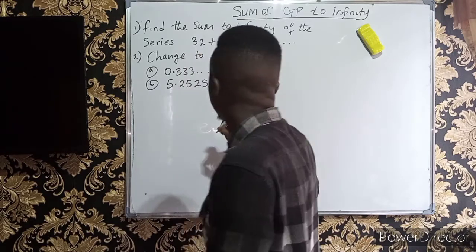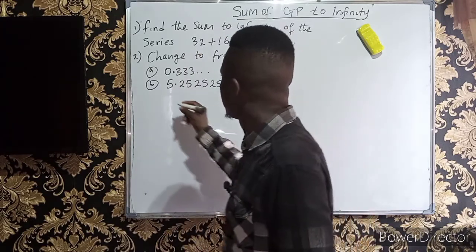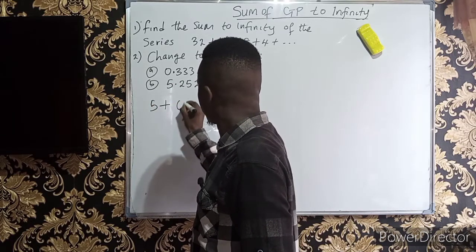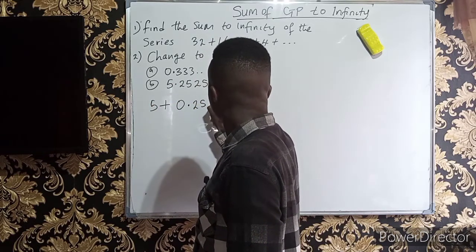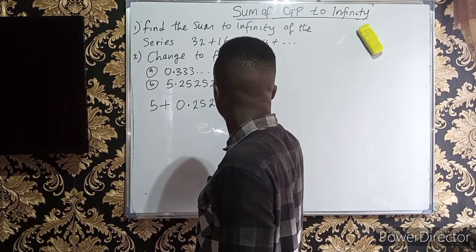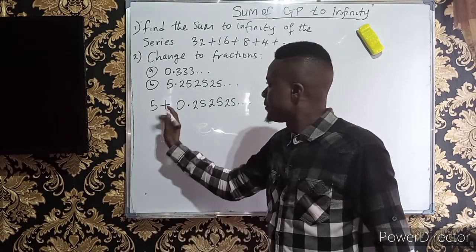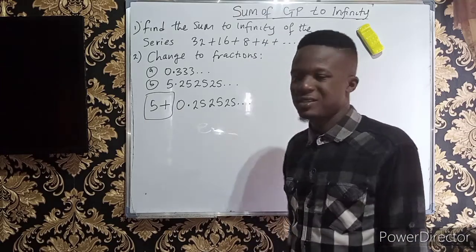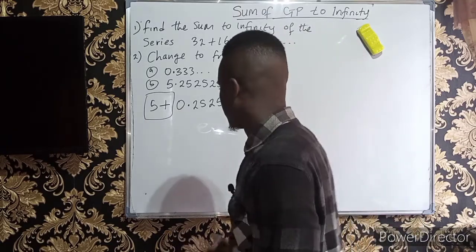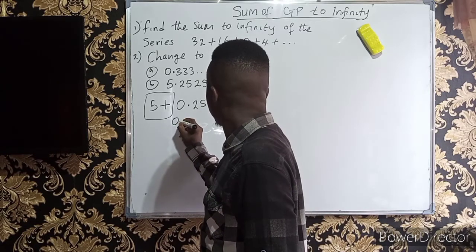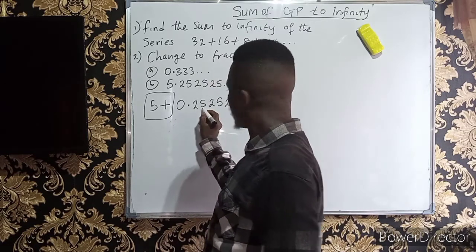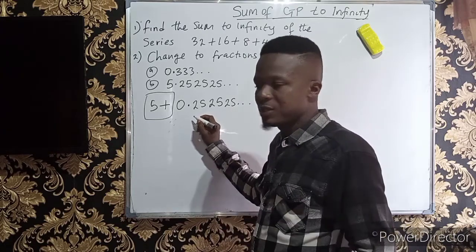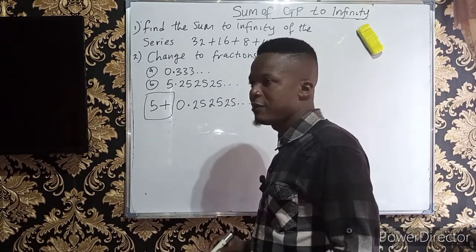The last one here, we have 5.2525. So this is a whole number. So let us keep the 5 aside. Let us call this 5 plus 0.252525 etc. So let's keep this 5 aside and work with this after we add back the 5. That's the trick. Now, you see here, 2 digits are repeating, not 1 digit. Before, only 333 is repeating, but now 252525 is repeating.